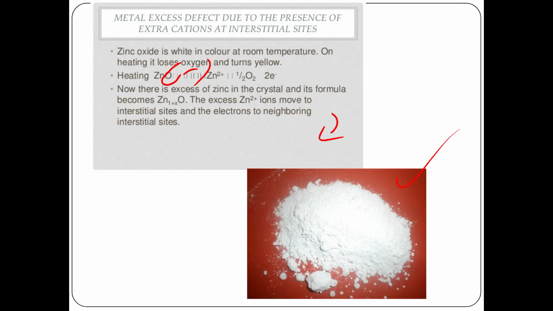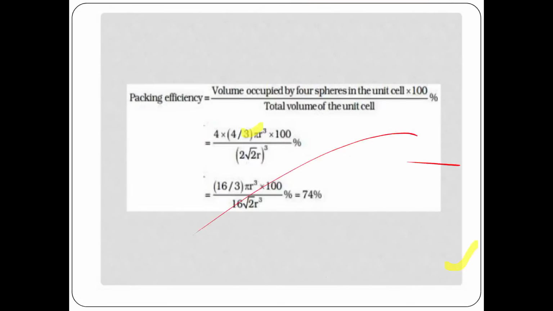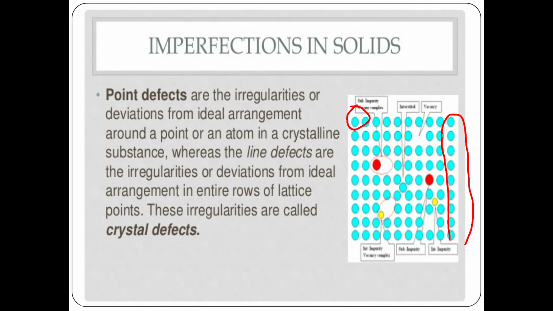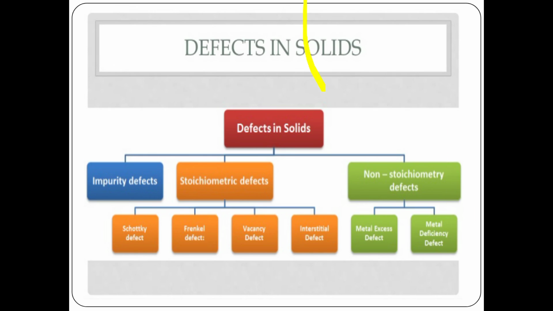So mainly we can classify defects as point defects and line defects. In point defects, impurity defects, stoichiometric defects and non-stoichiometric defects will come. In stoichiometric defects, there are Schottky, Frenkel, vacancy and interstitial defects, and non-stoichiometric defects are metal excess and metal deficiency defects. So it is a very important topic. Read the textbook well. We'll solve the problems in the next class and see some of these examples also. Thank you.